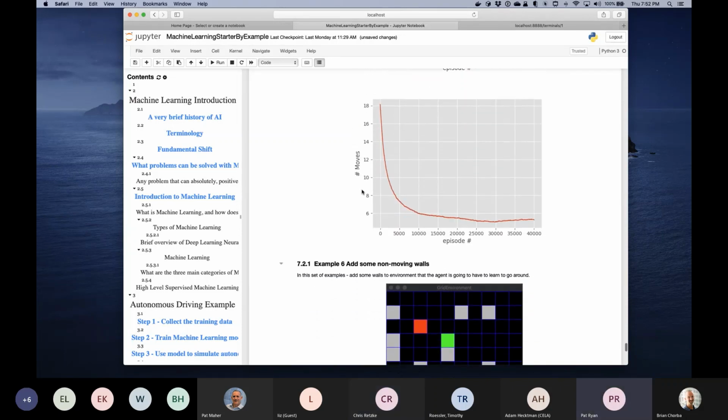And then the next graph shows, again, the number of episodes at the bottom and the number of moves it took to actually find the winning square. And as we can see, it drops. The longer I play it, the fewer moves it needs to find the green square, because I keep penalizing every little move. I give it a little negative reward. So it's trying to minimize that negative reward.